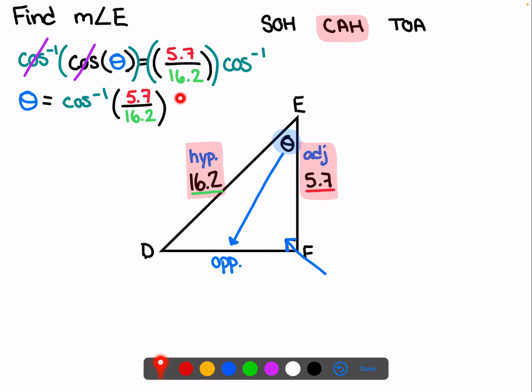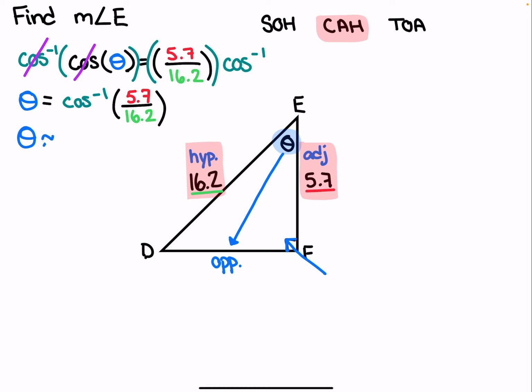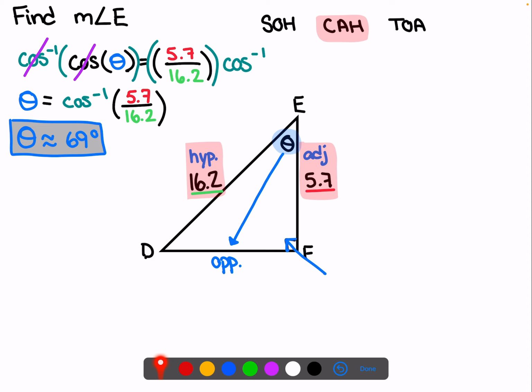From here, I can enter this in on our calculator. Entering it in on the calculator, 5.7 divided by 16.2. Oops, missed a decimal spot there. That'll give us 69.39937545, and again, it's irrational. It continues on forever. So we round to the nearest whole degree, giving us theta is about 69 degrees. All right, that is it for inverse trig functions.